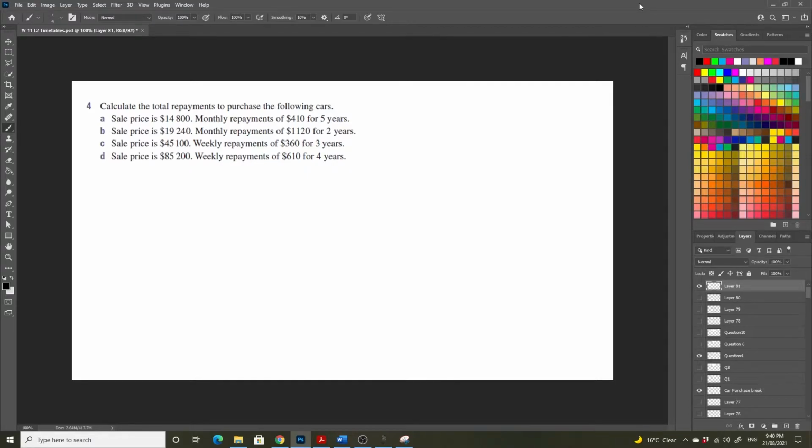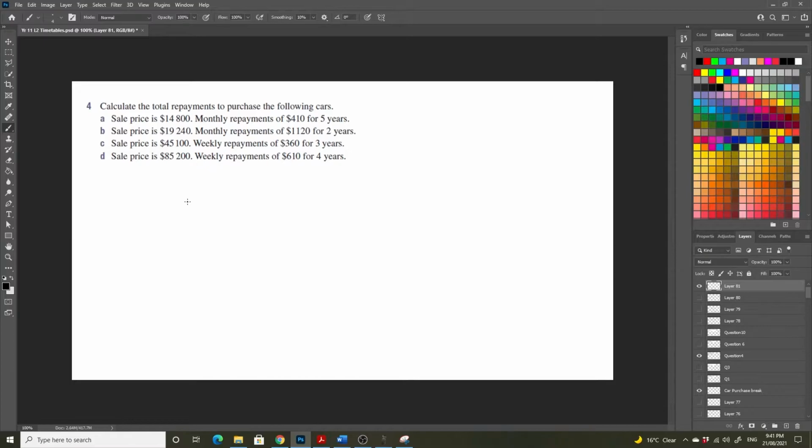In this video we're going to look at calculating the total repayments to purchase the following cars. So if we're buying a car on finance, we will be given a certain amount of money that we will need to put down as a deposit, and then we will pay monthly installments or weekly repayments for a specified amount of time because we didn't have the full amount of money to purchase the car outright. So let's have a look at these questions and see how we solve them.